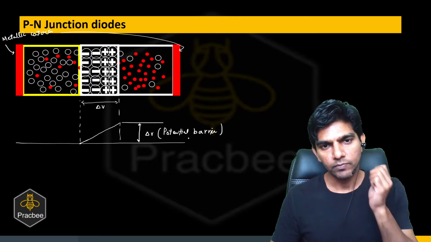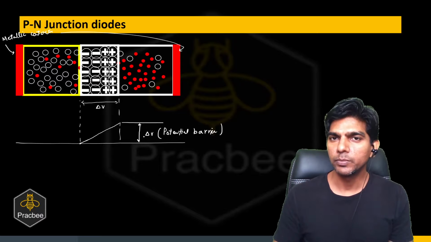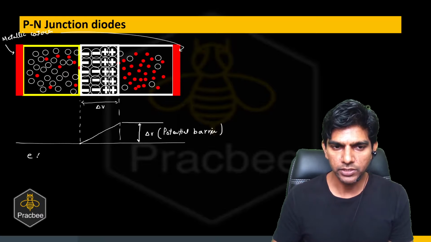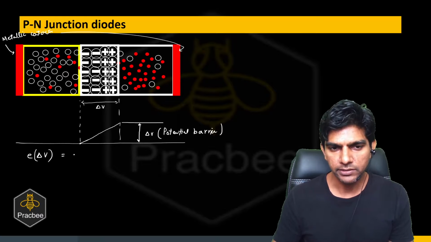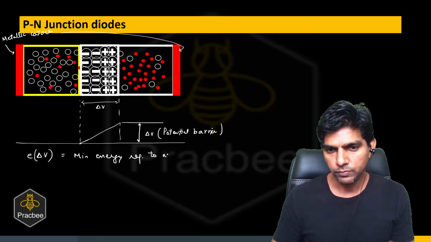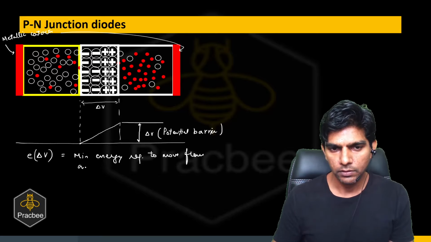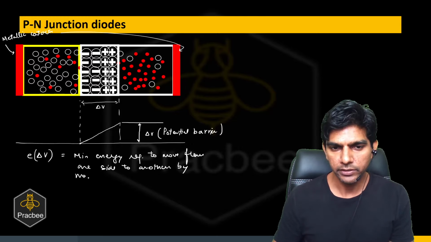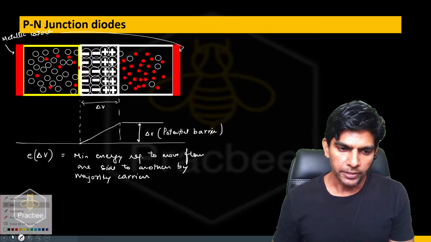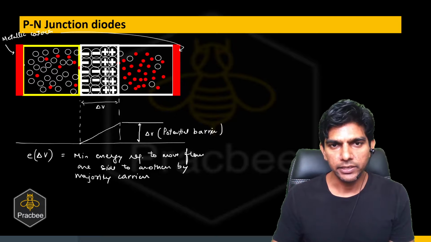Now if a majority carrier has to move from one side to another, it has to surpass this barrier. So we can say it should have some minimum energy, and that will be nothing but the charge times the barrier potential. So that is the minimum energy required to move from one side to another by majority carriers, right? Okay. So what would happen if we connect the junction with a battery?